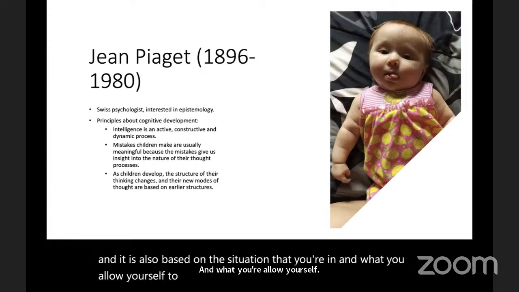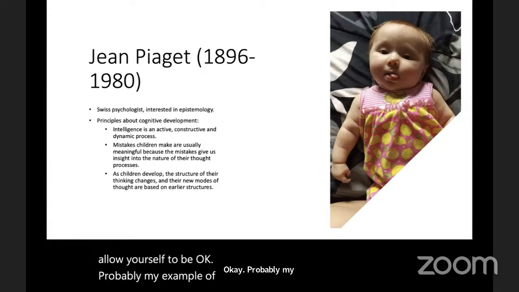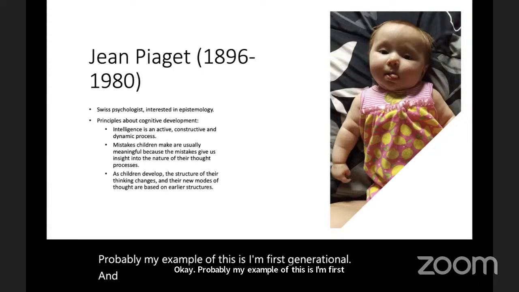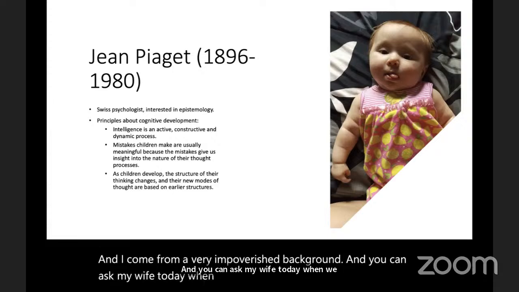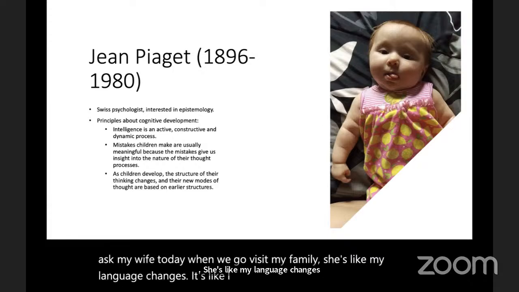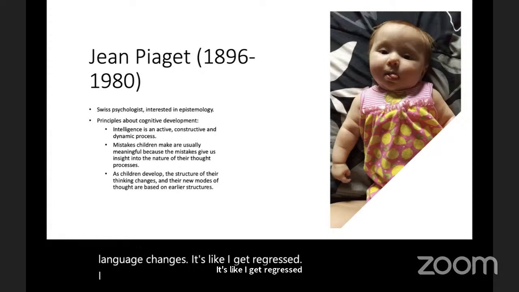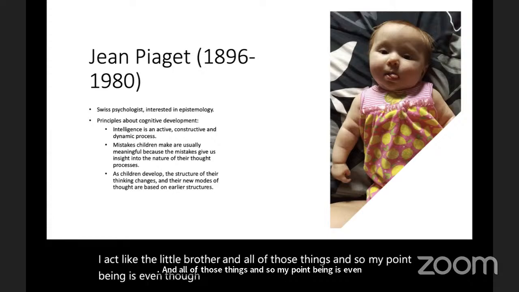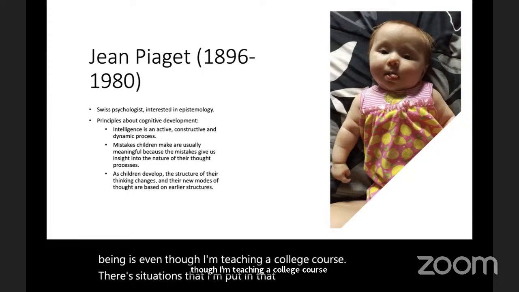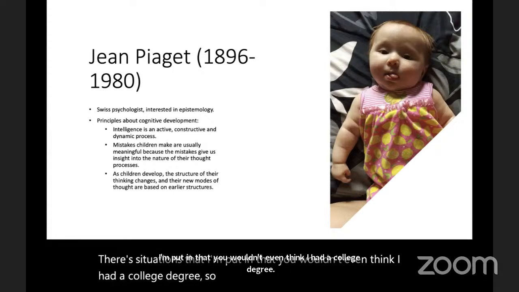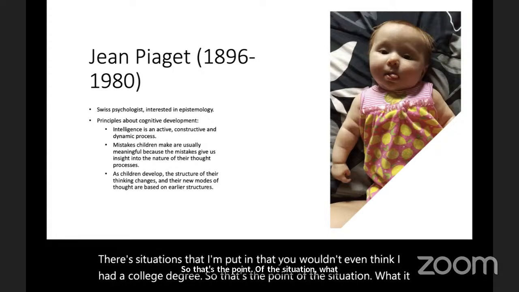Okay. Probably my example of this is I'm first generational, and I come from a very impoverished background. And you can ask my wife today, when we go visit my family, she says my language changes. It's like I get regressed. I act like the little brother and all of those things. And so my point being is even though I'm teaching a college course, there are situations that I'm put in that you wouldn't even think I had a college degree. So that's the point of the situation, what it determines when it comes to the individual.